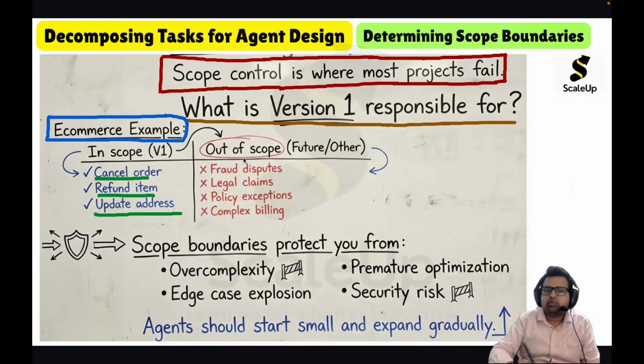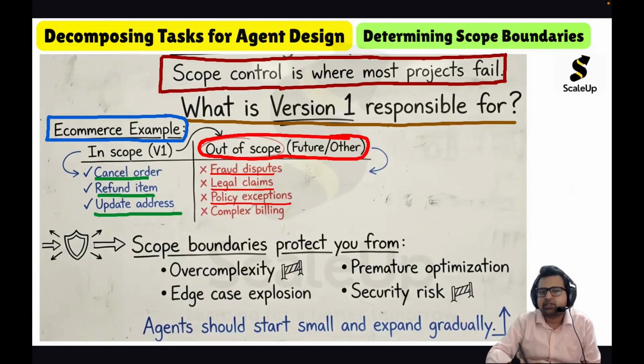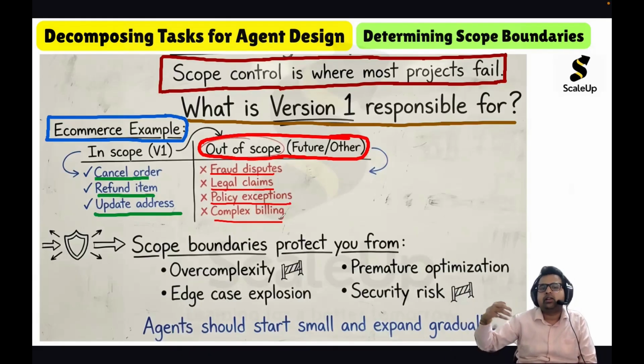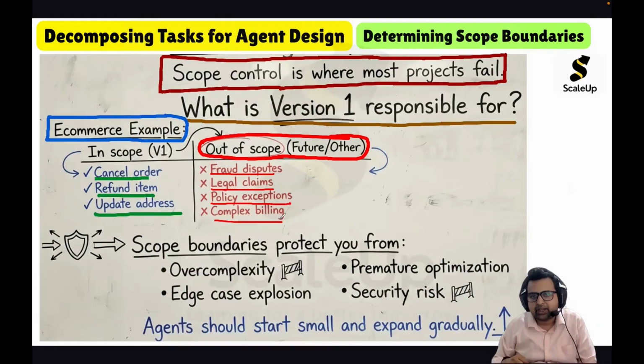And we might think about lots of functionality. So for version 1, the other functionality will be out of scope, that we can consider in subsequent versions. For example, fraud disputes, legal claims, policy exceptions, complex billing. So these are some advanced functionality which we can introduce later in subsequent versions. So that is the scope, determining the scope boundaries.